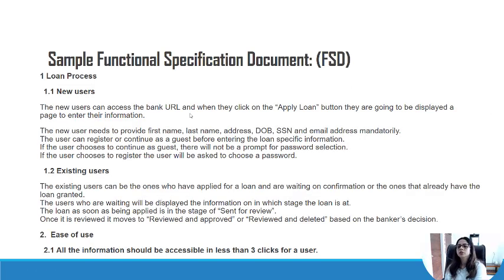Now we'll move forward and learn about something called the FSD, the functional specification document. Let's say there are different business requirements like loan process and ease of use, and they have different functional specifications. Loan process is one business requirement which has two functional specifications: one is new users and one is existing users. Similarly, ease of use will have more functional requirements. I'll show you one sheet which will make it very clear.